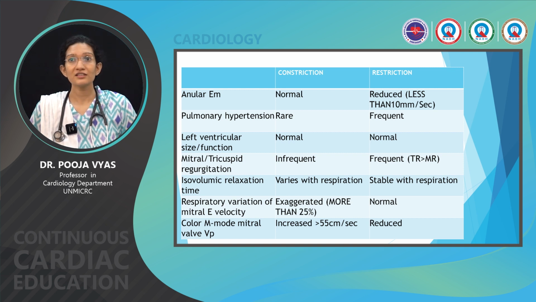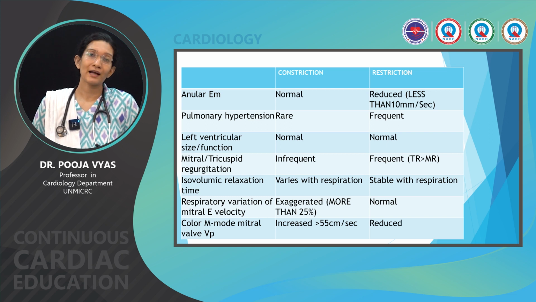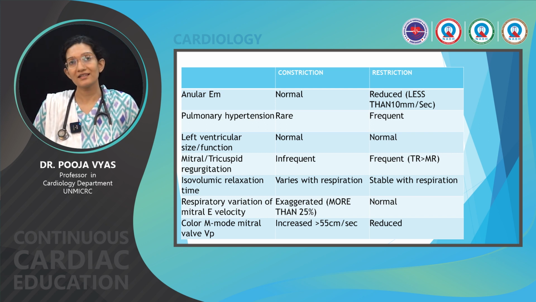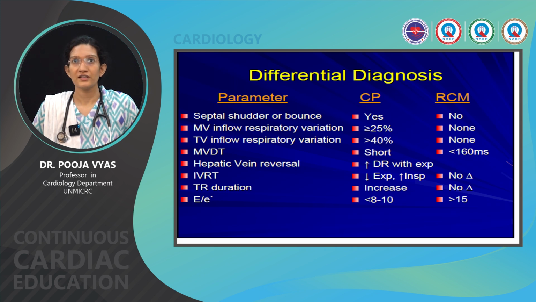Isovolumetric relaxation varies with respiration in constriction while it is stable with respiration in restriction. Exaggerated respiratory variation of the mitral E velocity will be seen in constriction while it will not be seen in case of restriction. And color M mode mitral velocity propagation will be increased or normal in case of constriction while it will be reduced in patients with restrictive physiology.